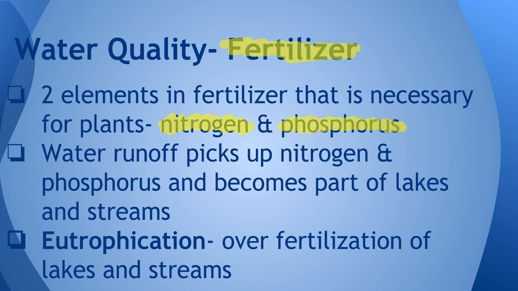As the water runs along the ground, think about walking outside after a big rainstorm. You're going to see water traveling along the ground. That traveling along the ground is called runoff. What happens is it picks up the nitrogen and phosphorus from fertilizer, and this nitrogen and phosphorus becomes part of lakes and streams. When this happens, we have something called eutrophication. This is the over-fertilization of lakes and streams.